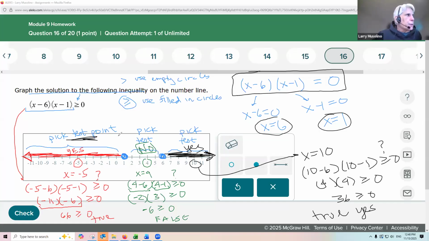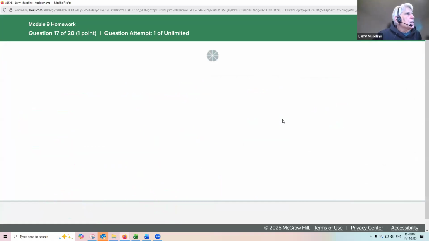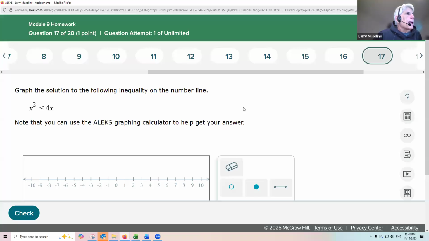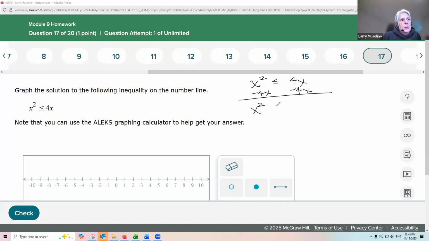All right, let me do one or two more examples here. Again, doing these inequalities. All right, I'm going to follow the same approach here. This one says x squared less than or equal to 4x. Let me get this set equal to 0. So let me subtract 4x from both sides to get started here. That's going to get me x squared minus 4x less than or equal to 0.